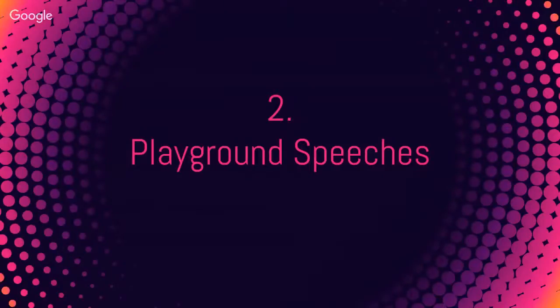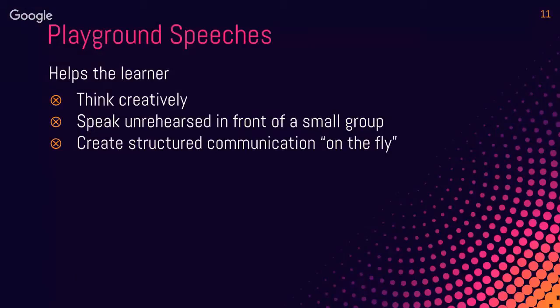So the second strategy that we're going to be looking at is called playground speeches. These speeches allow kids to think creatively, speak unrehearsed in front of a small group, and then create structured communication on the fly. So there's two ways that we can do this, but at the younger age, what I'm going to suggest is we do a little bit less on the fly, but more structured. And then as we go along on the spectrum, as we go along in progression, you might do a little bit more of on the fly type of discussions.